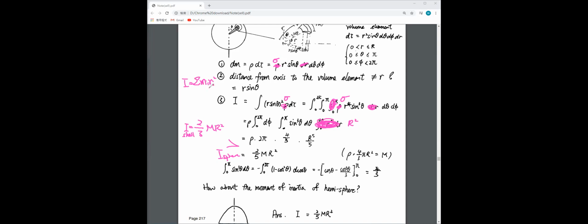Now if you look at this formula, there's an r squared here. Actually, it's not a constant, but the average distance in the shell from the rotation axis is larger than that in the sphere, because the mass is concentrated at the shell. So the average distance is larger. Therefore, the moment of inertia of the shell is larger, assuming the mass is the same.